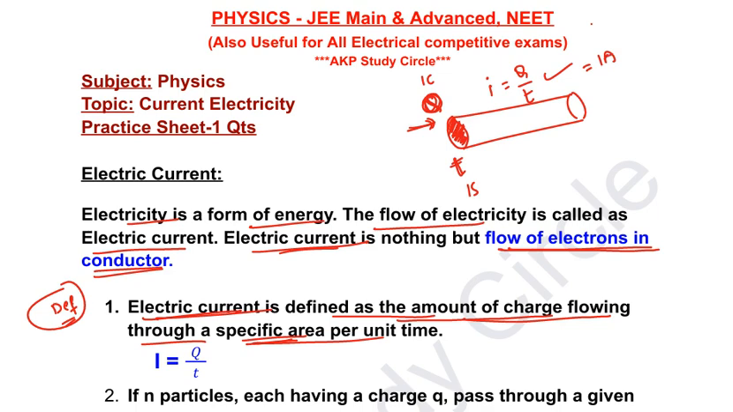For example, if 2 coulomb of charge is flowing in 3 seconds, how much current is it? It is Q by T, that is 2 by 3, so the answer is 2 by 3 amperes.